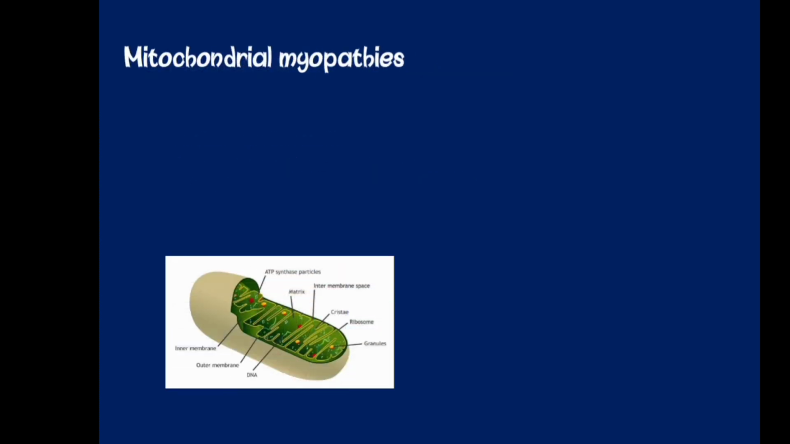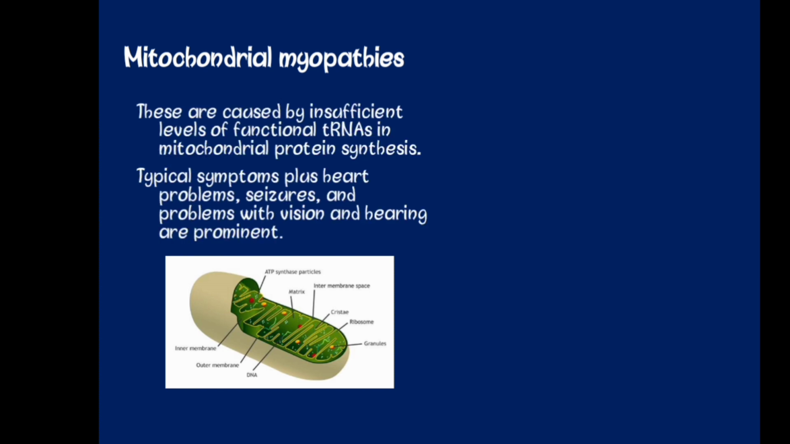Now let's talk about another type, that is mitochondrial myopathies. This condition is caused by reduced levels of functional tRNA that are required in mitochondrial protein synthesis. So the symptoms are the typical symptoms, plus heart problems, seizures, and problems with vision and hearing are prominent.